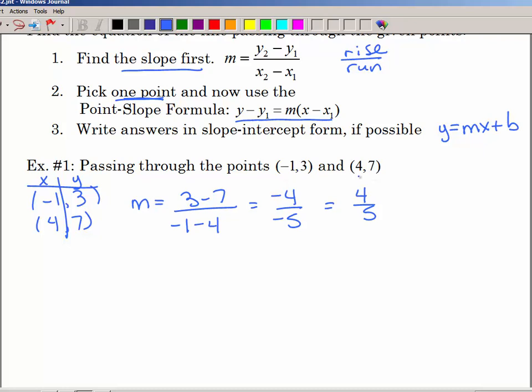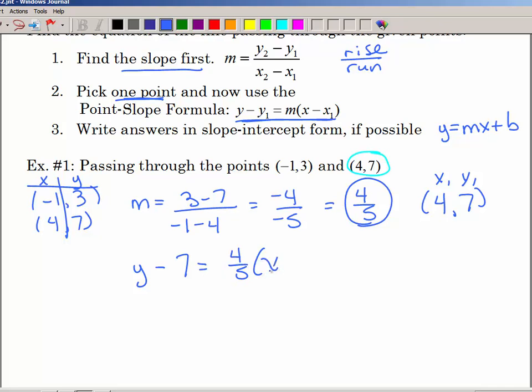Now we need to pick one point. It doesn't matter which one you pick, but I think I'm going to pick this one because there are no negative signs. Maybe I'll make fewer mistakes. So I'm going to use my point-slope formula. I have my point (4, 7), and remember that's x1, y1, and then this is my m. So I have y minus y1 equals m times x minus x1.